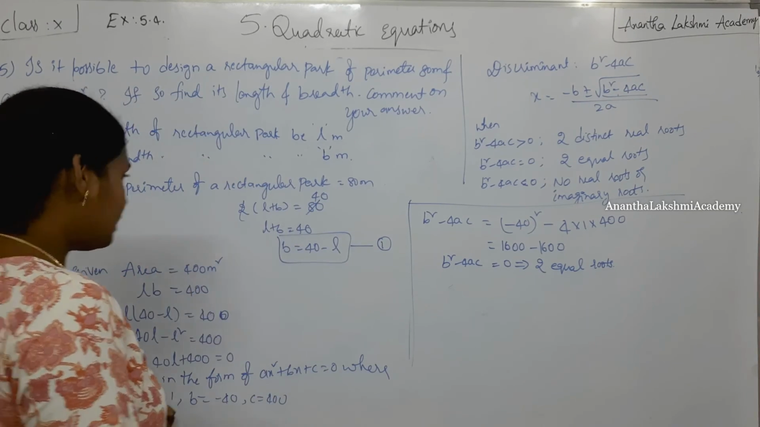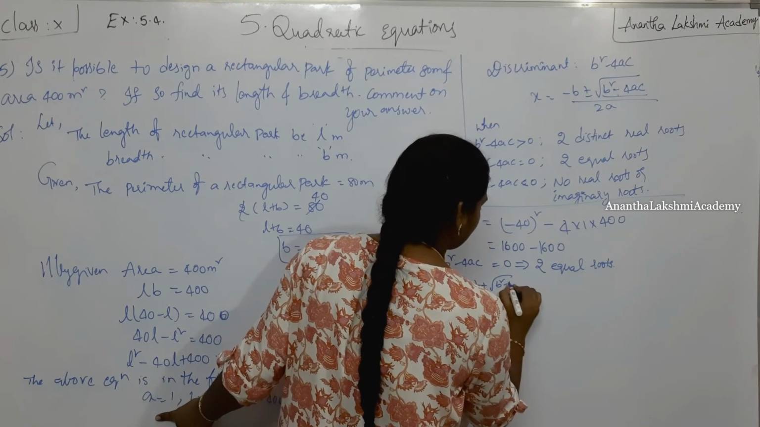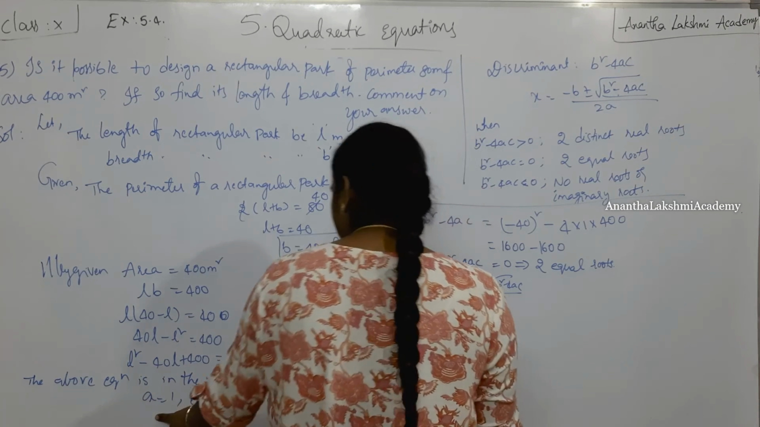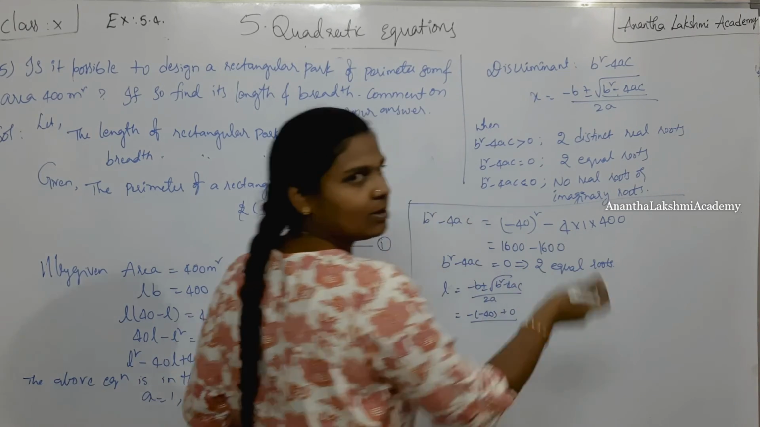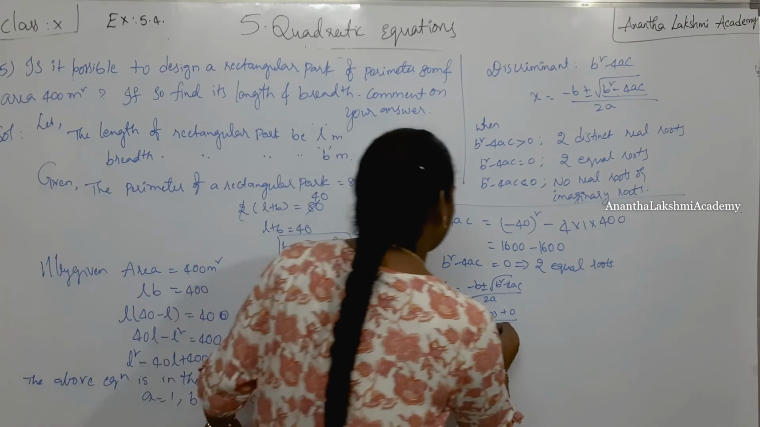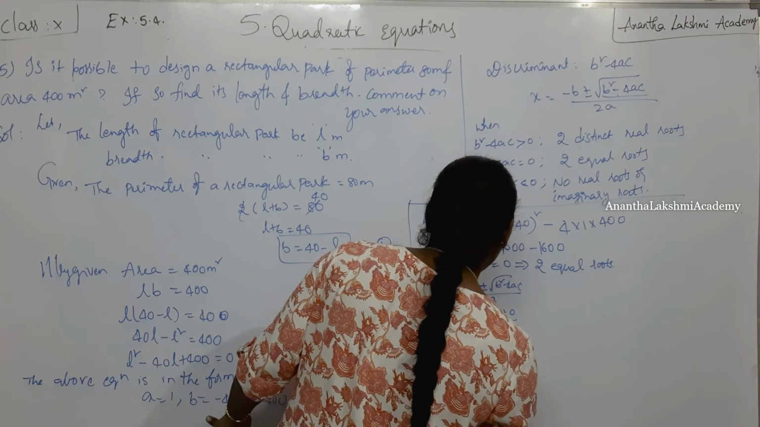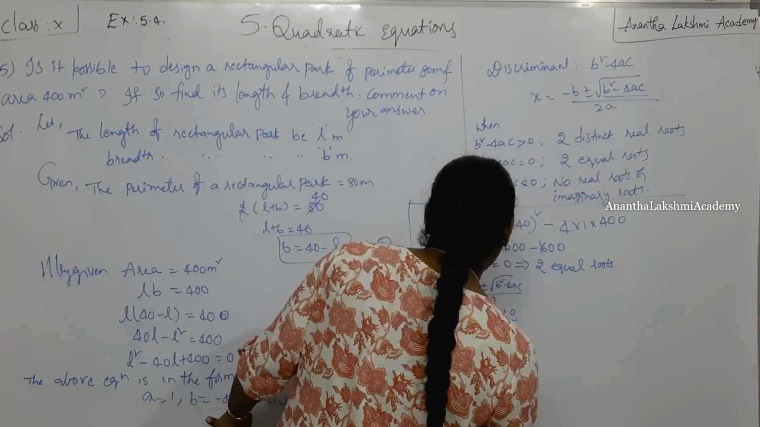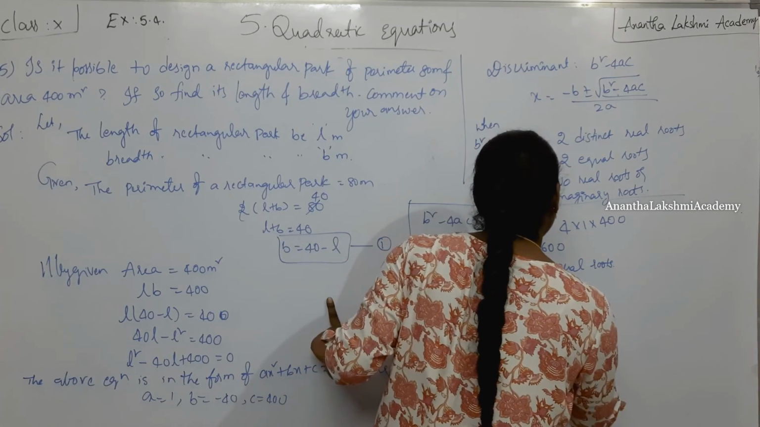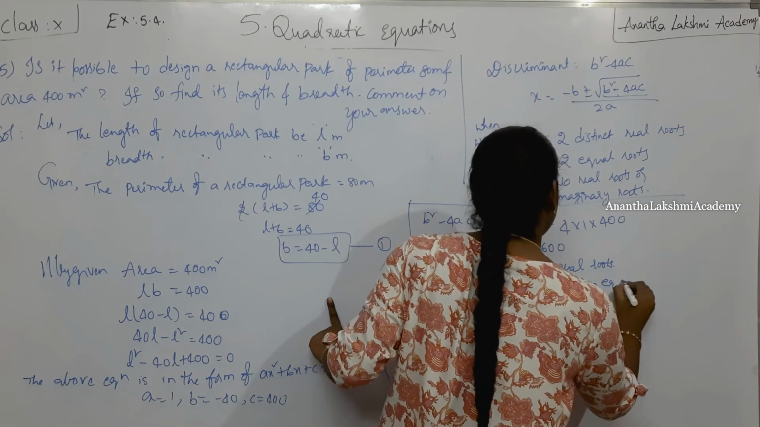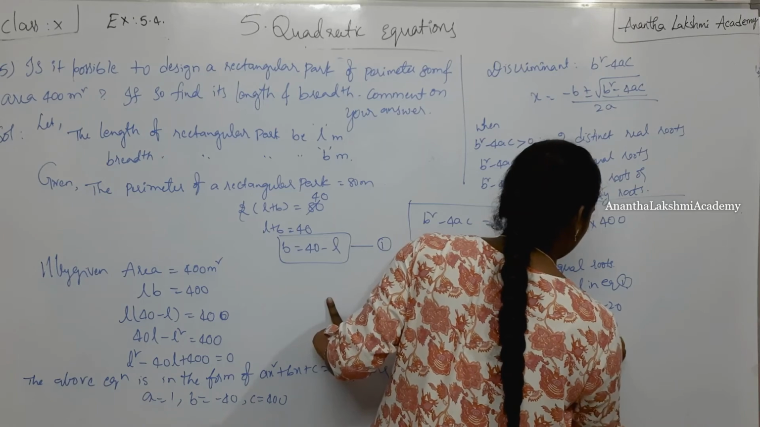So we could find that by using our formula minus b plus or minus under root of b square minus 4ac by 2a. That is nothing but minus b is minus of minus 40 plus 0 by 2a. b square minus 4ac is 0. By 2a is 2 into 1. So L is equal to 40 by 2, which is nothing but 20. Substituting L in equation 1 gives B is equal to 40 minus 20. B is also equal to 20.